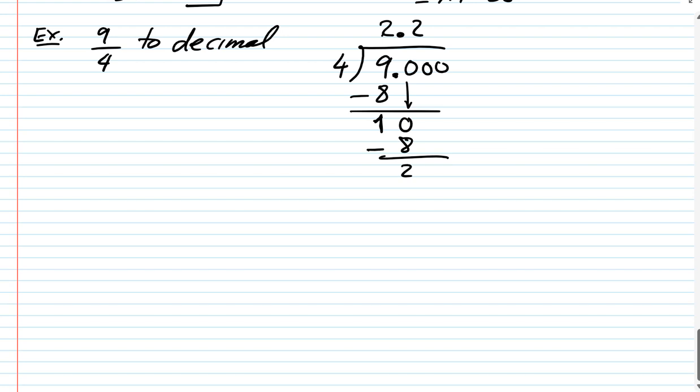And we get 2. Bring down another 0 down here. 20 again divided by 4. This time is a 5. 5 times 4, 20. Perfect. No remainder. If there's no remainder, that means the decimal representation is a terminating decimal. It means the digits are not going to go on indefinitely forever.